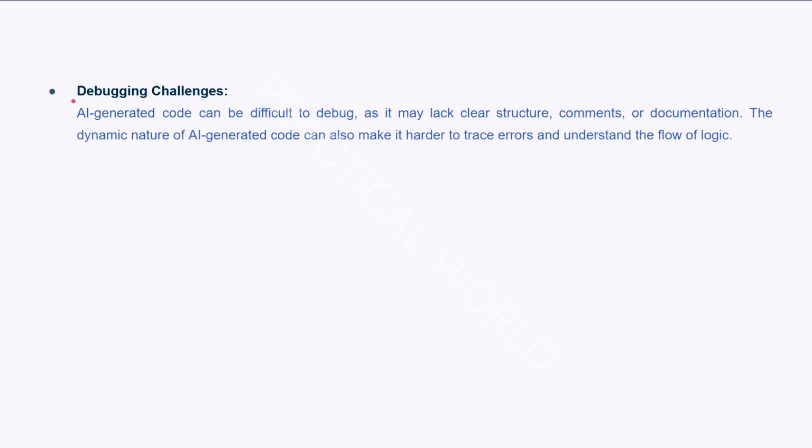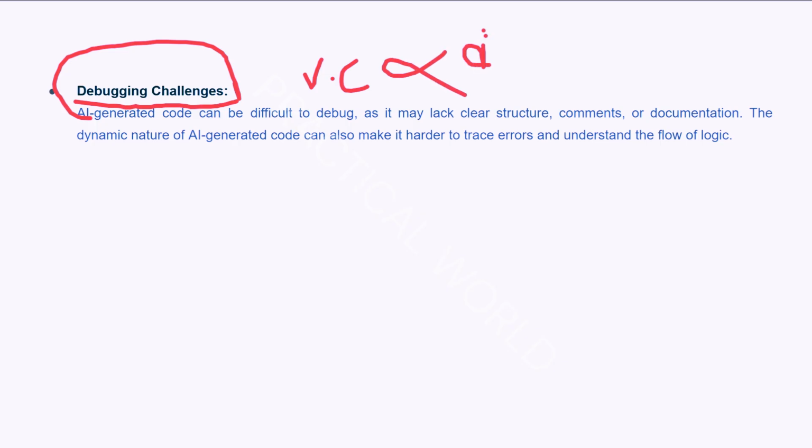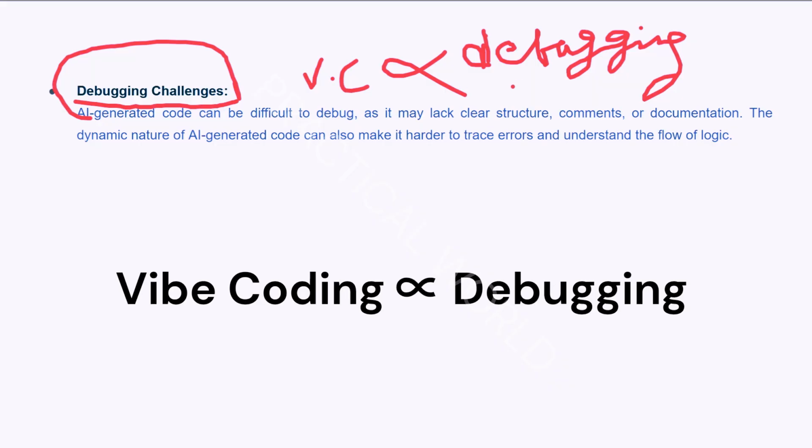Then debugging challenges. You need to do a lot of debugging. So if you are doing vibe coding, it is directly proportional to what? It is directly proportional to debugging. If you do a lot of vibe coding, you will face a lot of debugging. You need to do a lot of debugging.